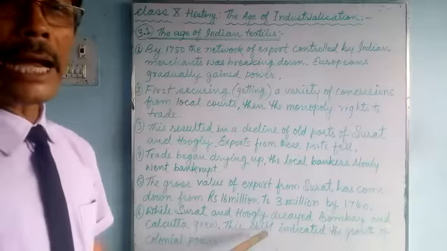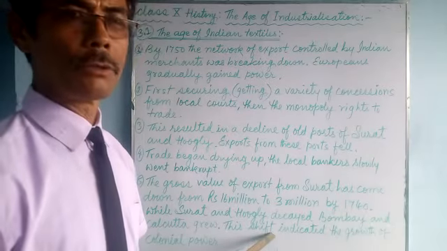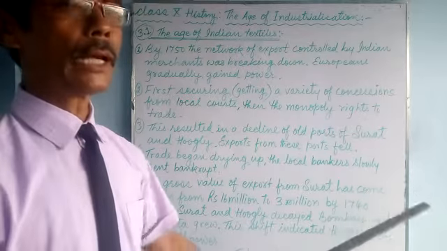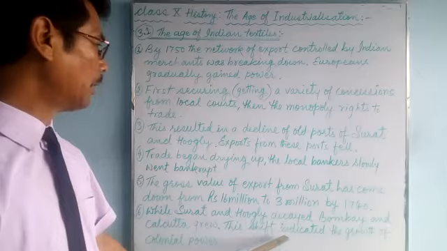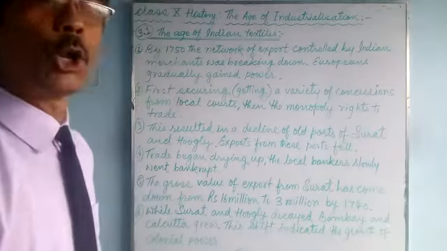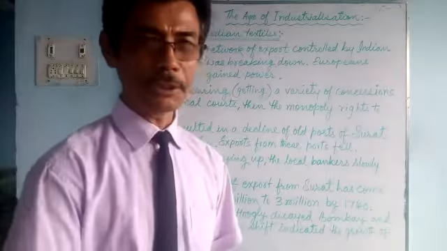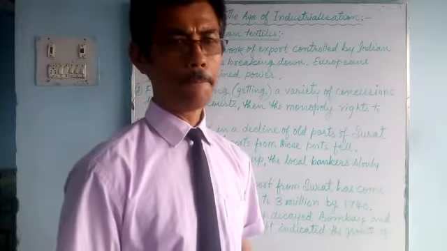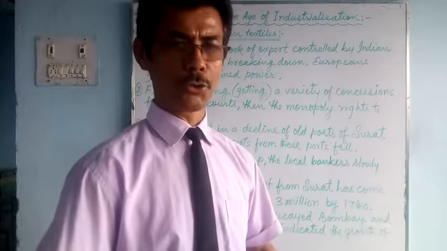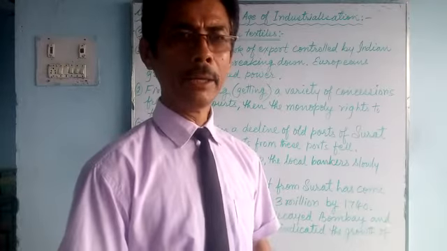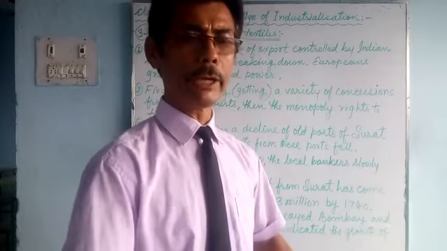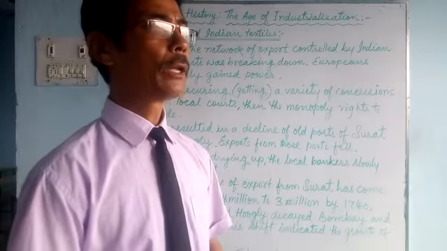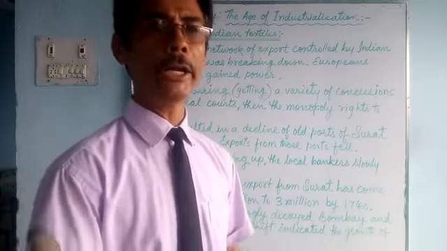This kind of shift, change from Surat and Hooghly to Calcutta and Bombay, indicated the growth of colonial power. This change from old port to new port, trade expanded in new ports, that is in Calcutta and Bombay. The old ports Surat and Hooghly, the trade declined. This shift has indicated the growth of colonial power in India.